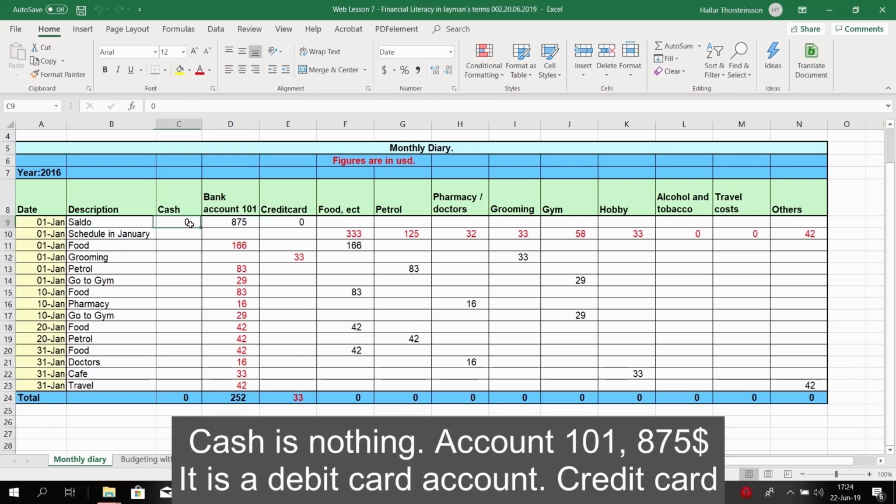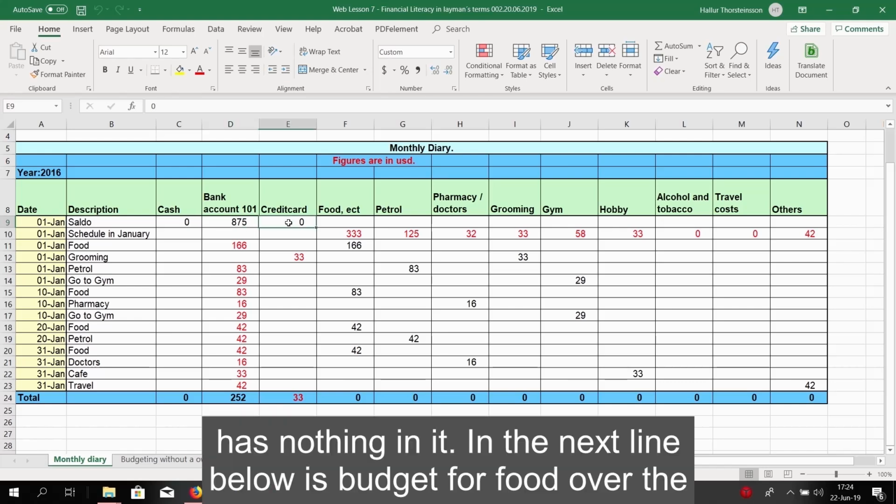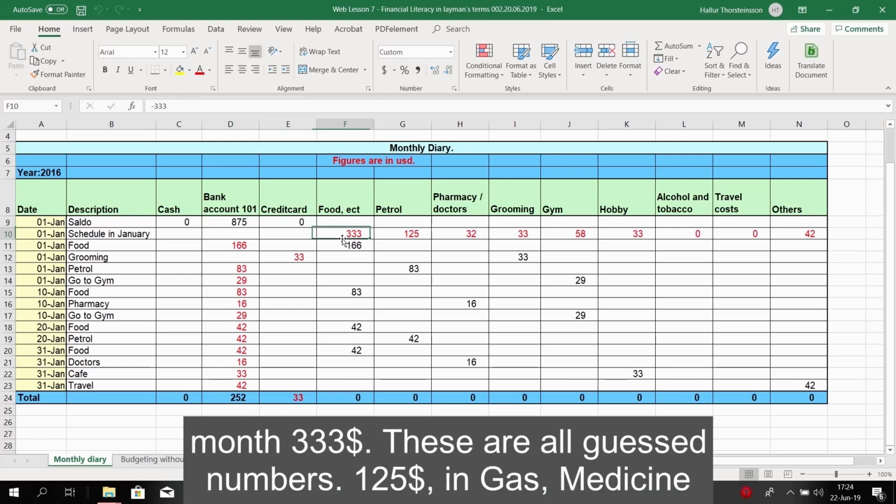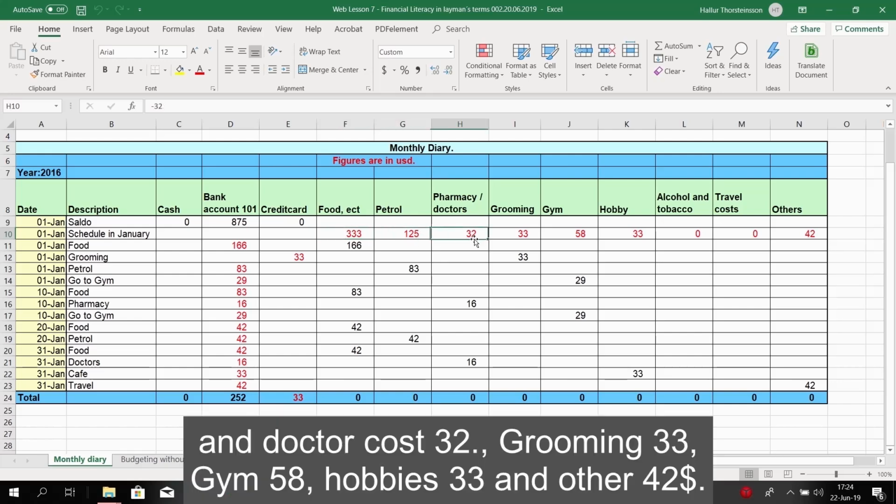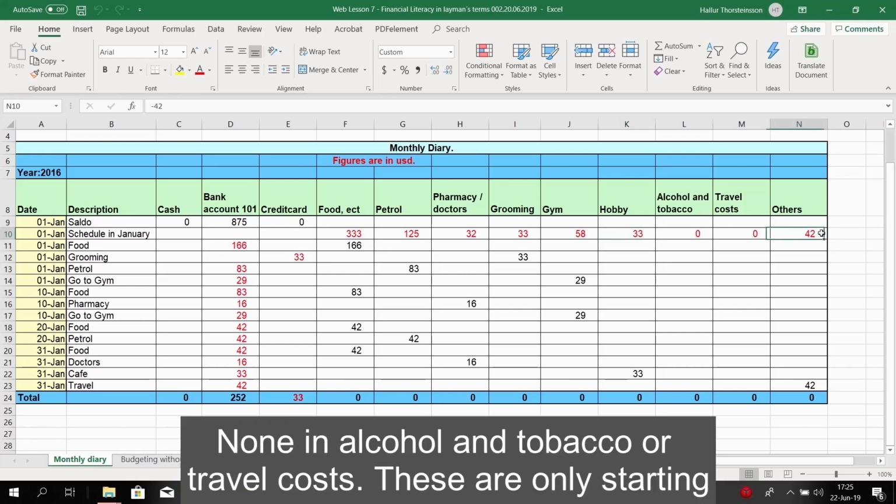It's very simplified. In the top line, 1/1/2016 saldo or status, cash is nothing. Account 101, $875. It is a debit card account. Credit card has nothing in it. In the next line below is a budget for food over the month, 333. These are all guessed numbers. 125 in gas, medicine and doctor costs 32, grooming 33, gym 58, hobbies 33, and other 42. None in alcohol, tobacco or travel costs.